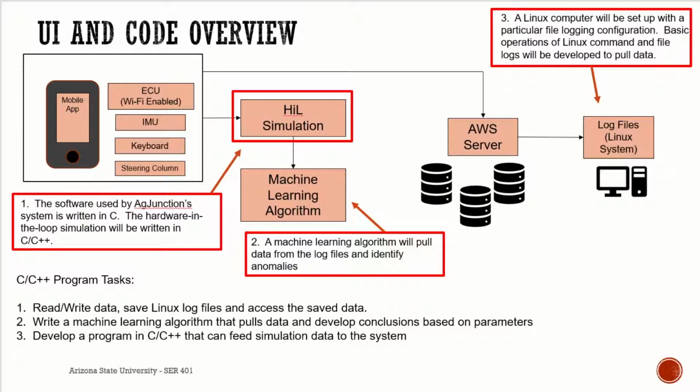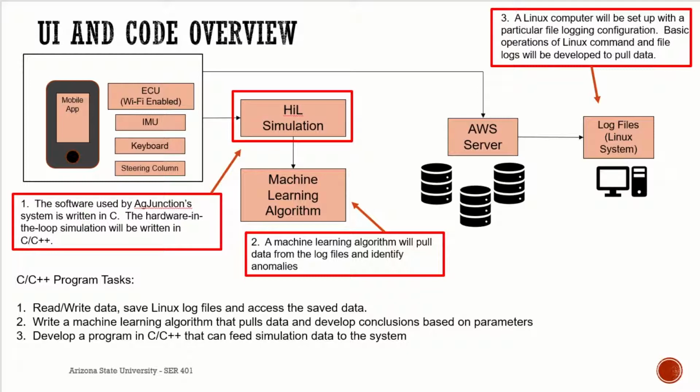AgJunction has a program that they have written in C, and we will be developing a program in C++ to feed data into that C program. Next, we are also going to be developing a machine learning algorithm that will use data that is produced by the hardware in the loop simulation.